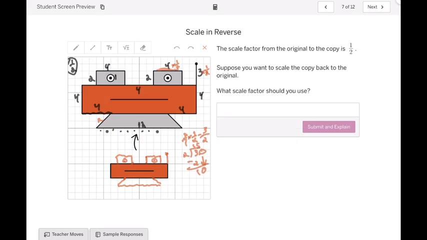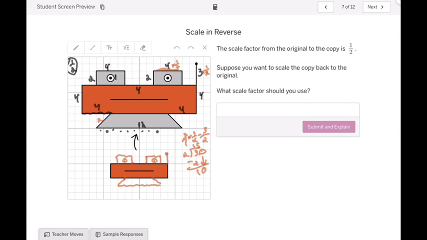Scale in reverse. Suppose the scale factor from the original copy is 1/2. Suppose you want to scale the copy back to the original. What scale factor should you use? So this lesson, kind of the enduring understanding, is to get you to see that there's a play between going one way and then going the other. There's a pattern, right? So before, I was multiplying the shape by 1/2 to get it to be smaller. Now I want to go back, I want to make it bigger.